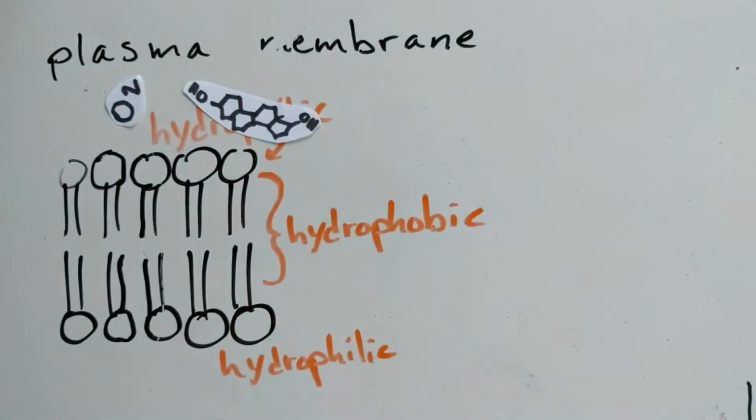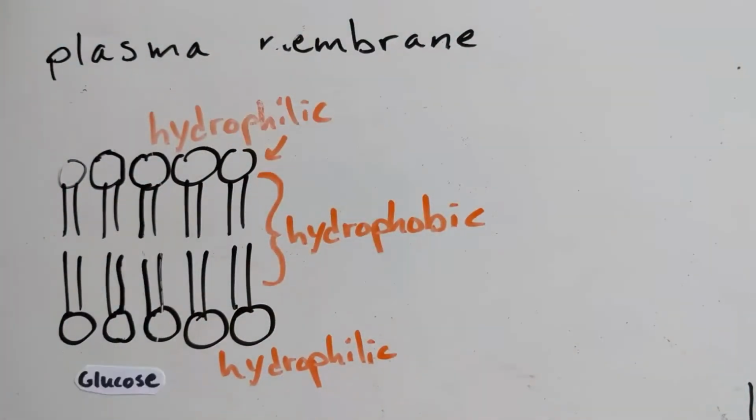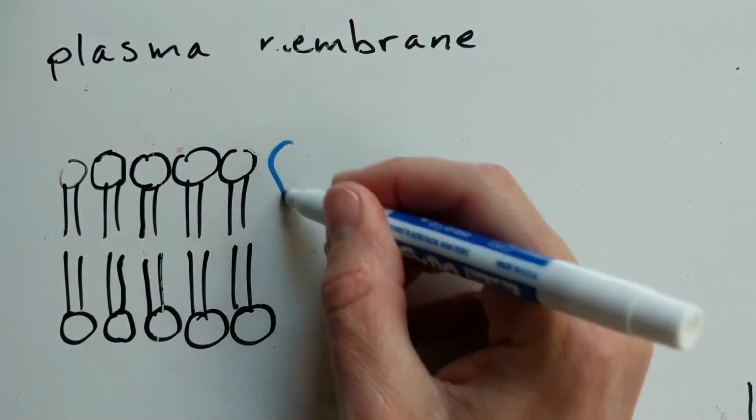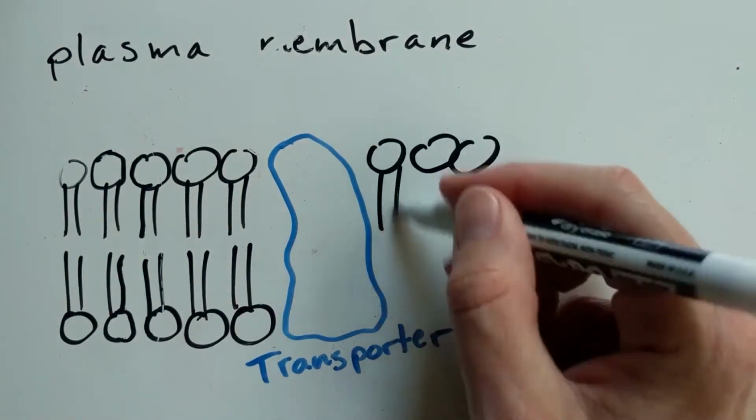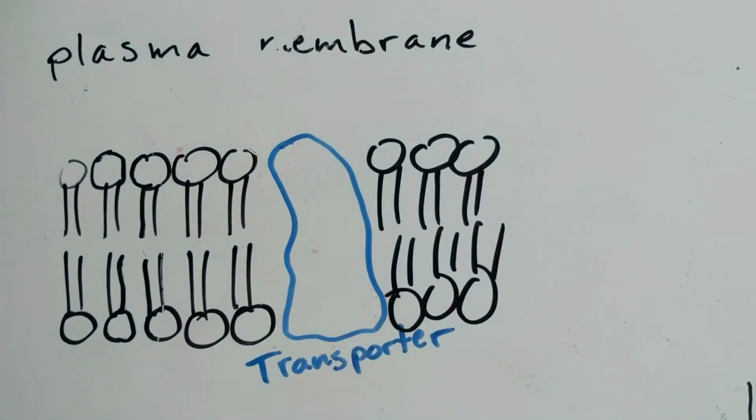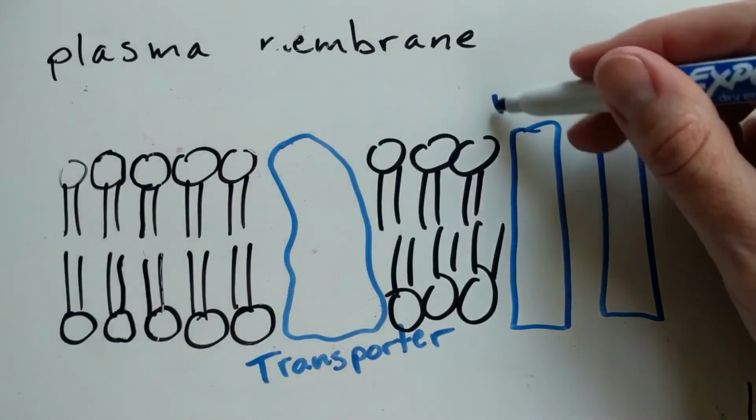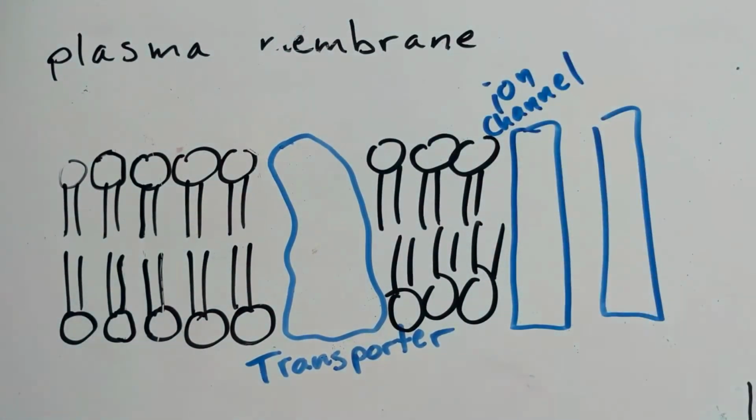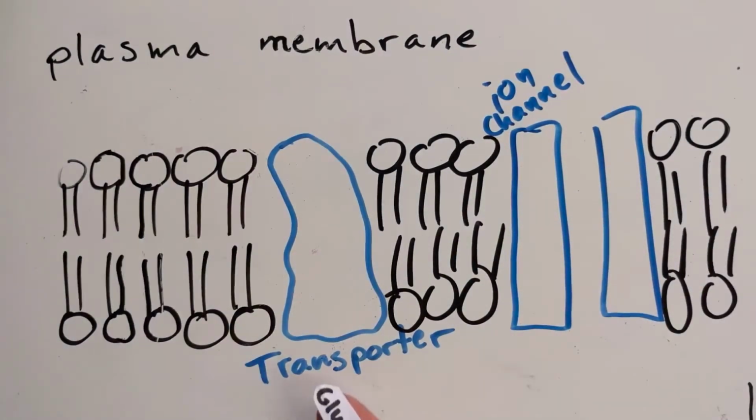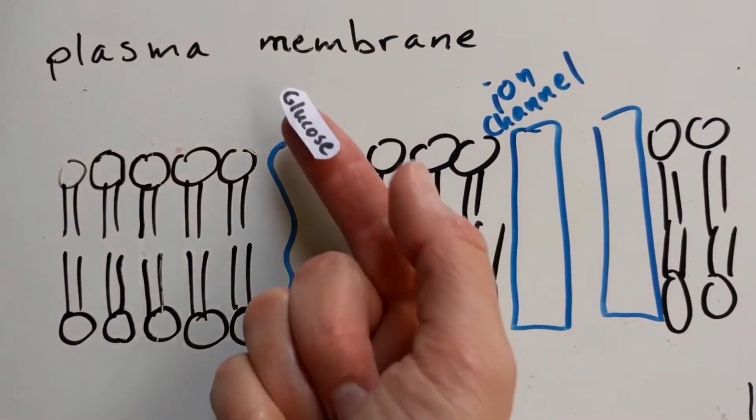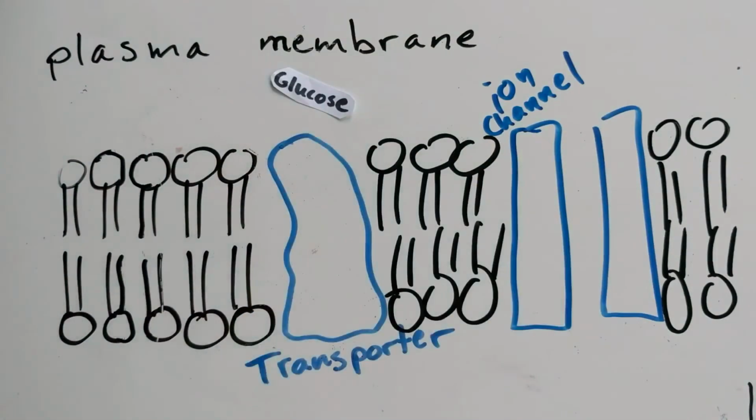But what about our glucose molecule? It is polar and cannot simply diffuse across the membrane. Instead, it has to rely on another component of the membrane, transmembrane proteins. Transmembrane proteins span the entire membrane and act as transporters for polar molecules or channels for ions. In this way, cells can regulate what goes across the membrane by regulating the number of transporters in the membrane. If there is no glucose transporter, then glucose cannot go into the cell.